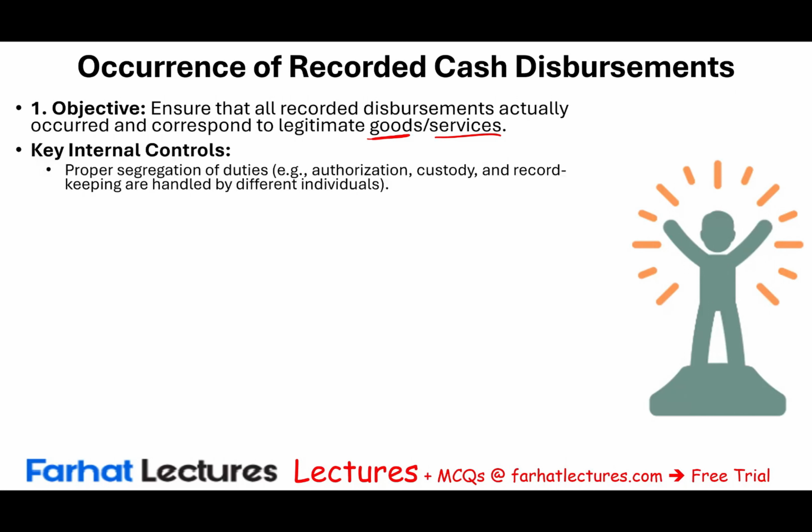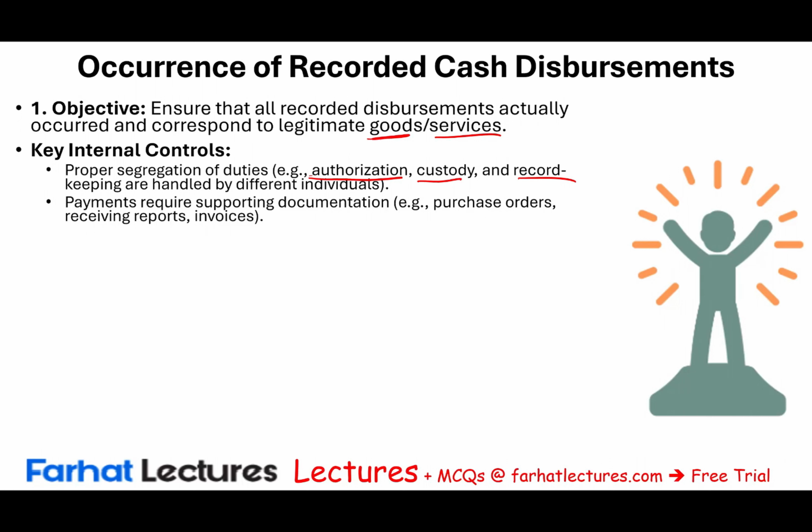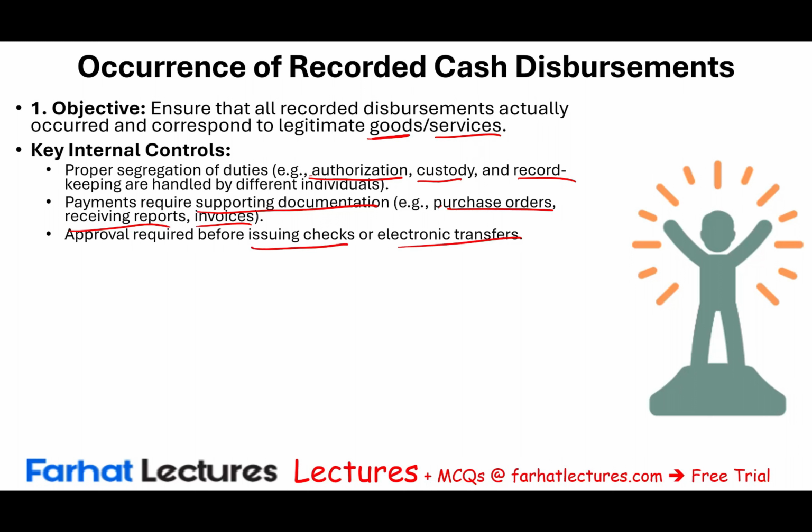A key internal control from the company here is proper segregation of duties. The people that authorize a purchase, the custody of the asset, and record keeping should be handled separately. This is part of the key control that the company will have to carry on. Payment requires support and documentation. We don't make a payment unless we have a purchase order, a receiving report, and an invoice from the vendor. Then we can make a disbursement. So the company has to do this before we start as auditors. Approval is required before issuing checks or electronic transfers. Before we send the payment, we check all of those documents and we get someone to approve the check signing. That's part of the company's key internal control.